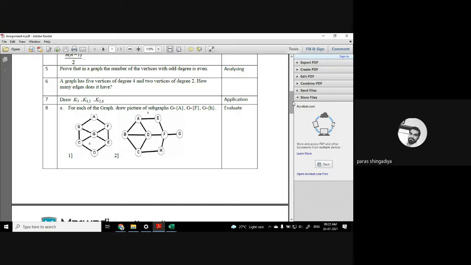Now the second question is: without counting the edges, how can we derive the number of edges? By which formula? Yes, that is correct. Good. n into n minus 1 by 2. You can use the formula to find the maximum number of edges in a simple graph. K7 is also a simple graph which involves the maximum number of edges. So you can use that formula to find the number of edges.